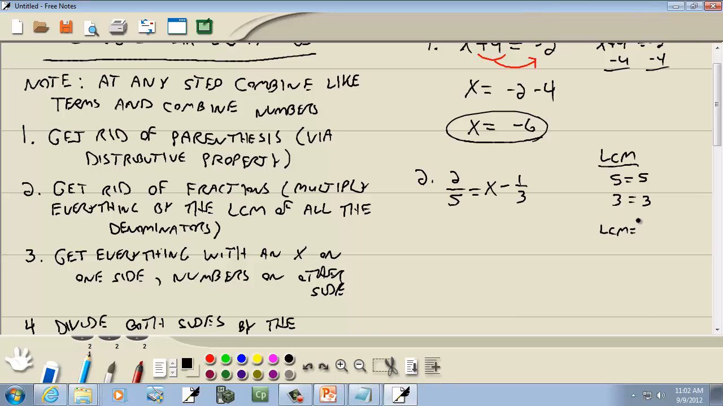So for our LCM, we start with 3. We're looking for the greatest number of 3's on any single line on the right side of the equals. Well, there's one 3 here, there's none here, so we'll have one 3. Then we're looking for the greatest number of 5's in any single line. There's one here, none here, so it'll be one 5. So our LCM is 15. And we're going to multiply everything by 15. Now, when I say everything, I'm talking about what's separated by pluses and minuses and equals. So I'll take 15 times 2/5, 15 times x, and 15 times negative 1/3.